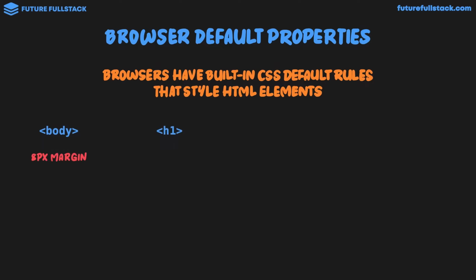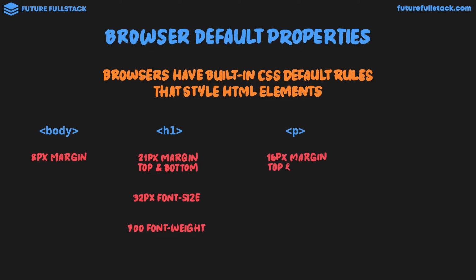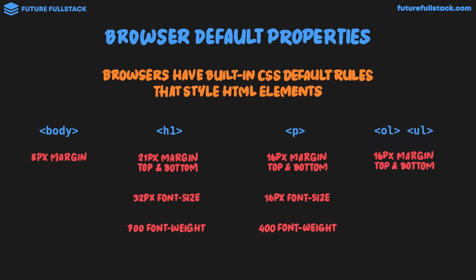For a heading 1, it has 21 pixels of margin top and bottom, a 32 pixel font size, and 700 font weight. For a paragraph tag, it has 16 pixels margin top and bottom, 16 pixels font size, and 400 font weight. For the ordered and unordered list tags, there's 16 pixels margin top and bottom, and there's 40 pixels left padding. These are just some of the common HTML elements, but as you can see, the browser gives them default styling rules.